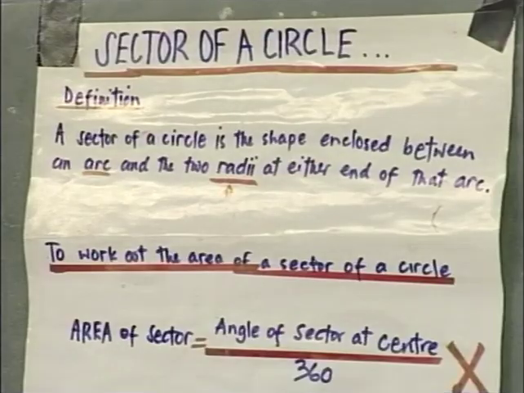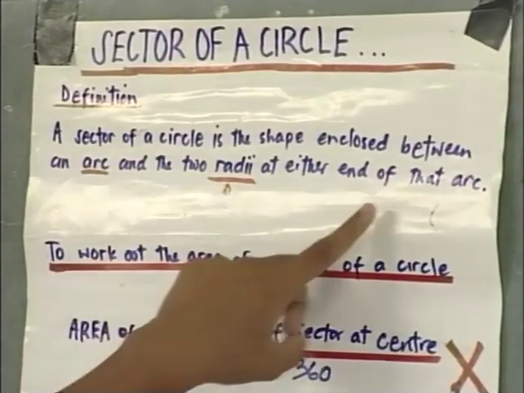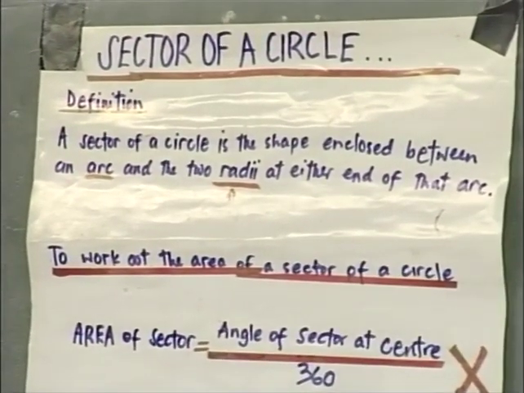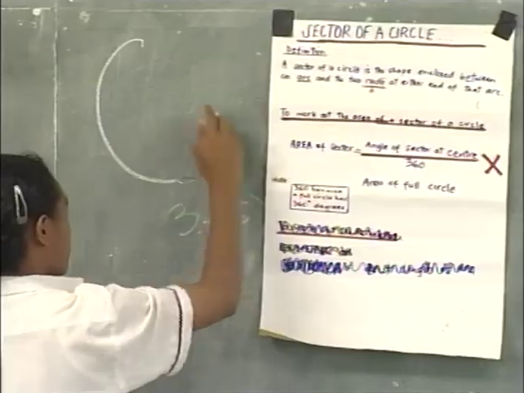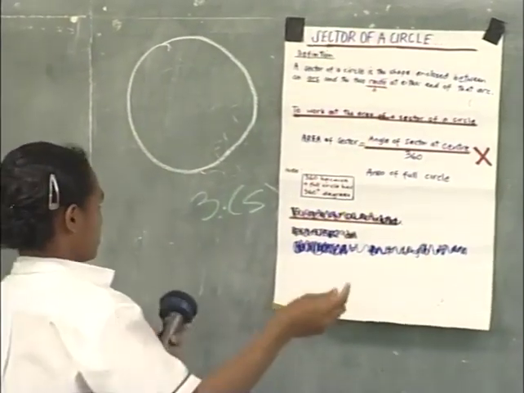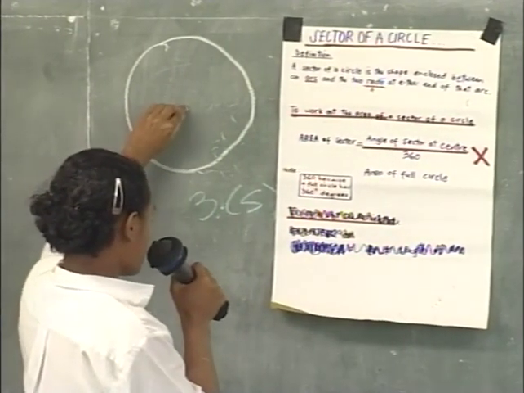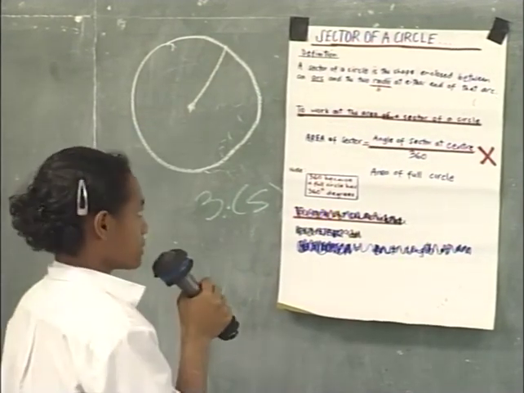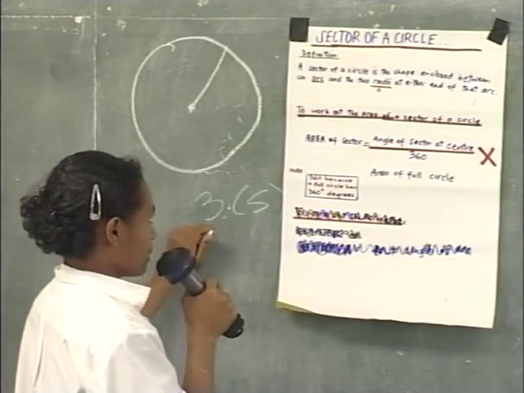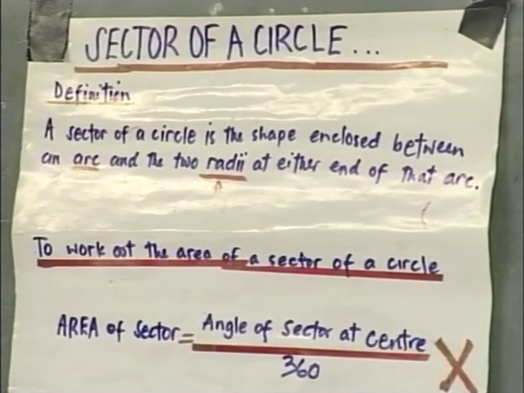We'll be talking about the sector of a circle. A sector of a circle is the shape enclosed between an arc and the 2 radii at the end of that arc. Let's take this circle for an example. Any line that is drawn from the center of the circle to the curve of a circle is called a radius. An arc is any curve of a circle. Radii simply means the plural for radius.